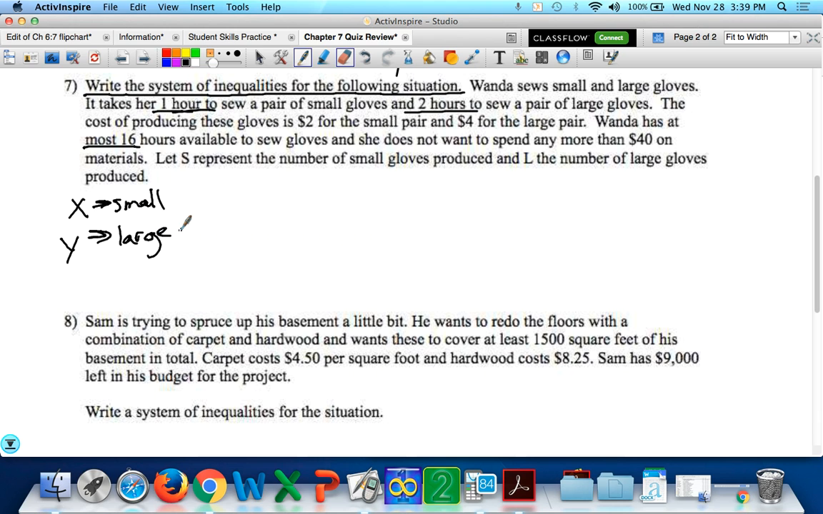You can also just use S and L. That's self-explanatory. You wouldn't have to list those out. Okay? So 1X, 1 hour for a small pair, plus 2Y, 2 hours for a large pair, has to be less than or equal to 16 hours. And that's tough because at most, people think, oh, most, that means greater than. At most means she cannot spend more than that amount of time, okay?